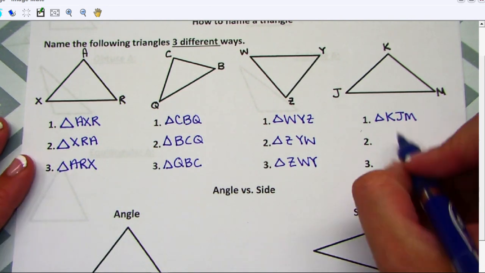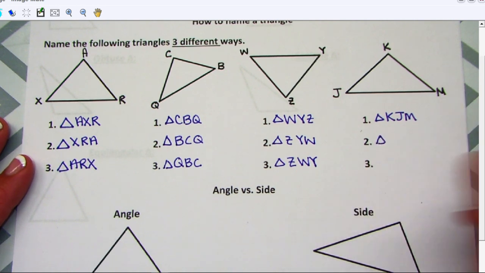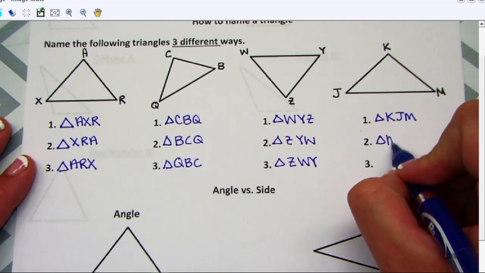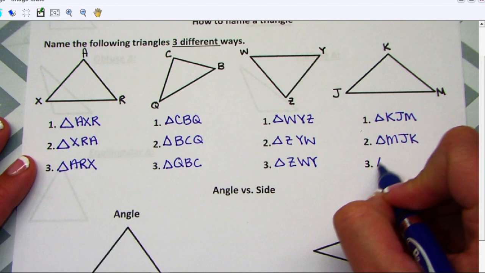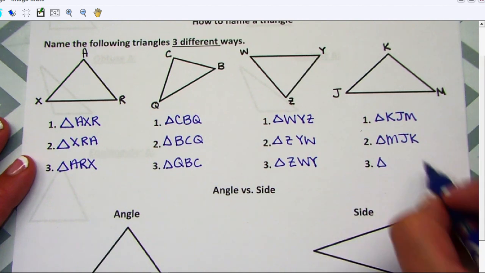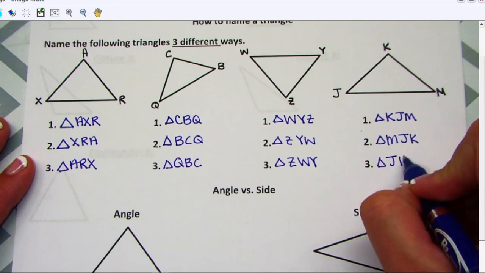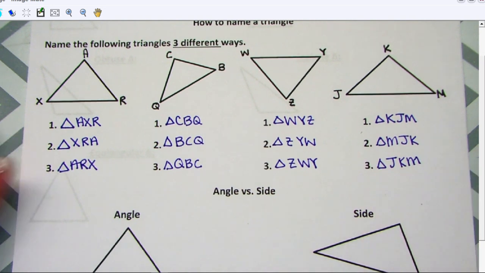All right, the last one I put KJM. What's another way? MJK. MJK, good. Next. JKM. JKM. Good job. Again, tons of different ways to name it. So just because yours isn't up there doesn't mean you named it wrong. It just means there's a different way.